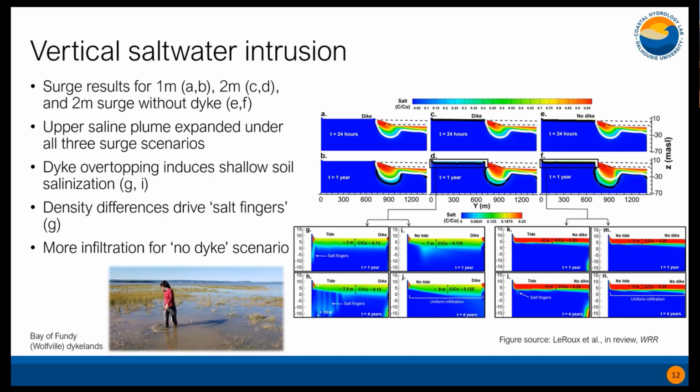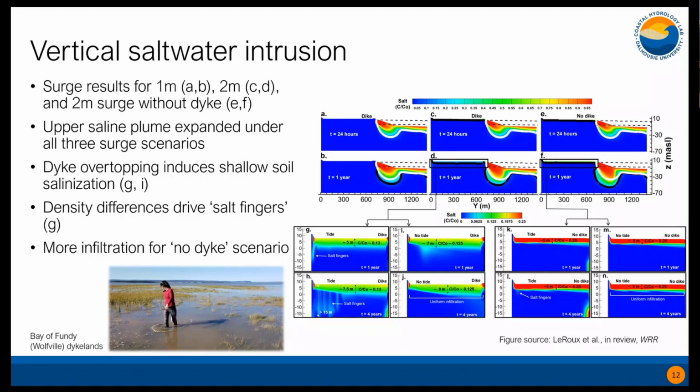And in these black boxes here, I've just blown up the shallow agricultural land so that you can see the features a little bit more clearly. And I also changed the range of the heat map here to make the features a little bit more visible. So following the surge events, we ran the simulations out with the tides turned on, but also with the tides turned off, so that we can investigate what role the tides play in aquifer flushing rates. And so first we'll look at results from the 2 meter surge with the dike in place.